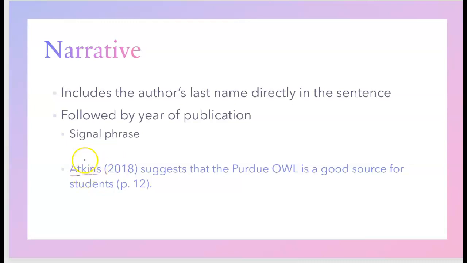But in a narrative in-text citation, after you have the author's last name, you have to include the year of publication in parentheses. So whether or not you use a narrative style or a parenthetical style citation, the year of publication has to follow the author's last name. Again, it's kind of like a signal phrase. You could say according to Atkins, in an article written by Atkins, whatever you want to say, but it's including the author's last name directly in the sentence.